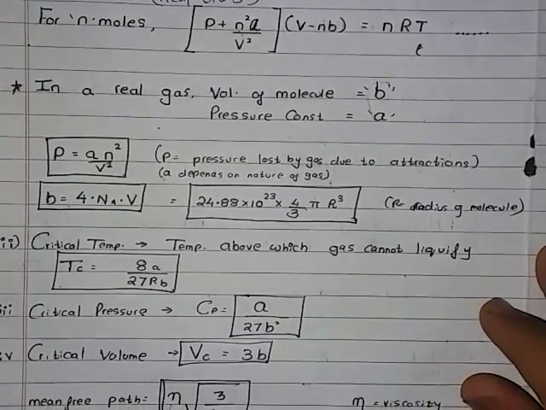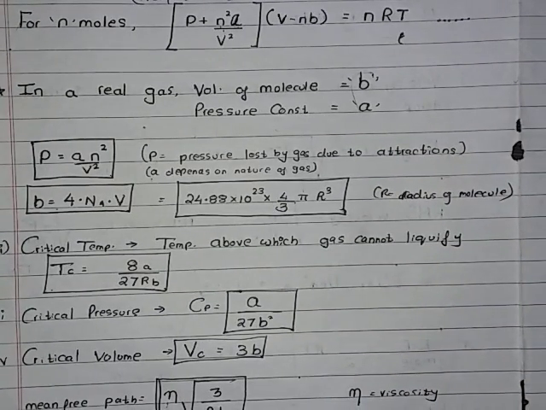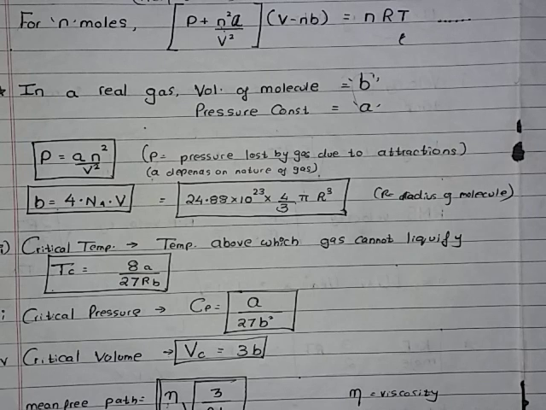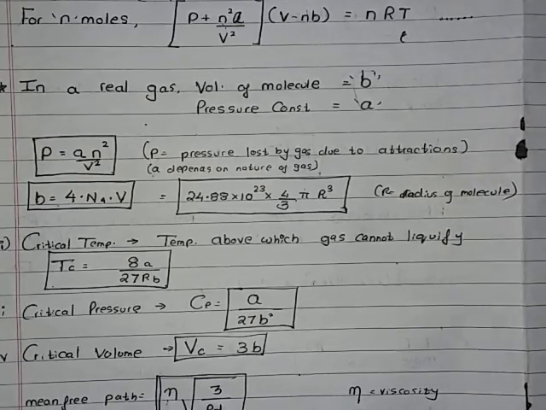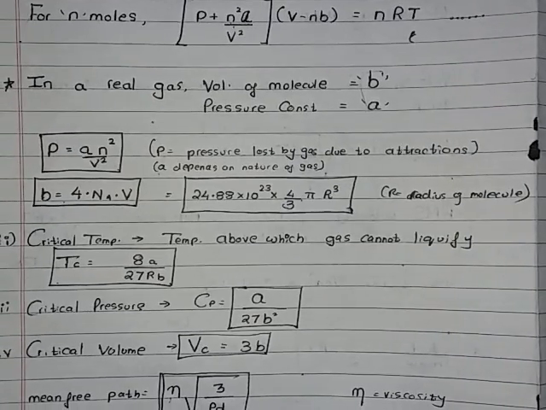And now critical temperature, the temperature above which the gas cannot be liquefied. The critical temperature equals 8a upon 27Rb, where a is the constant I told you about. And critical pressure equals a upon 27b². Learn these formulas, please. So critical pressure equals a upon 27b², critical volume equals 3b, and critical temperature is 8a upon 27Rb. Have a look at them. You can note them somewhere and learn them.